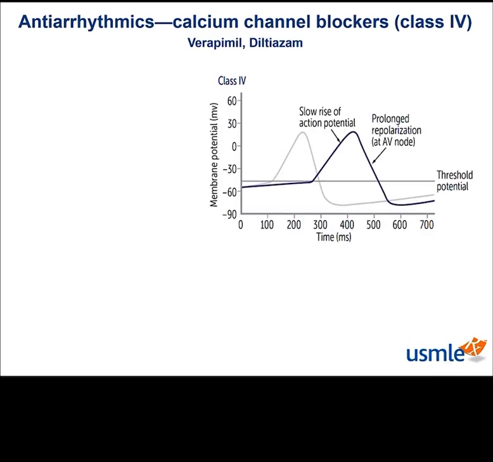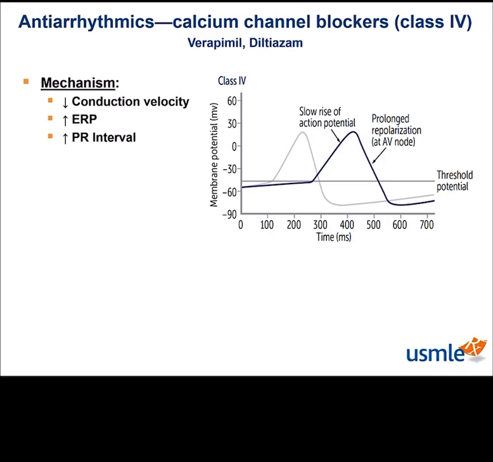Both of these L-type calcium channel blockers decrease the slope of the pacemaker action potential because of the decreased influx of calcium that is responsible for the upstroke of phase 0. What does this look like on an ECG? It leads to an increase in the PR interval. Remember, the PR interval represents the period in which the conduction velocity is delayed through the AV node.